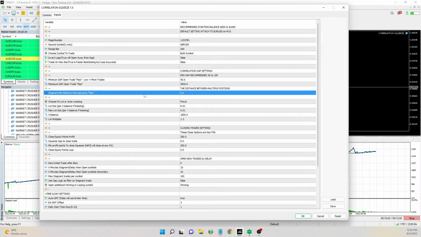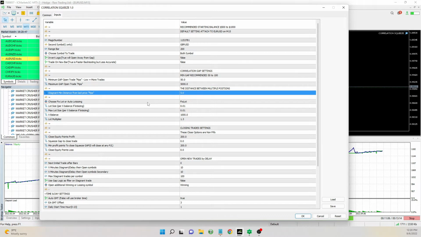Okay, distance between multiple positions. We have stagnant minimum distance. What that means is we have a really tight, kind of like a grid between the last position. So in other words, if it's winning, every 5 pips it will open a new position until it closes in profit. It's quite aggressive. It does work very well. So you've got to watch this thing. And you can even trade nights.